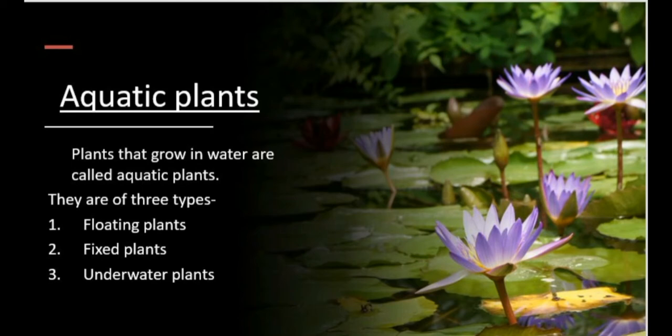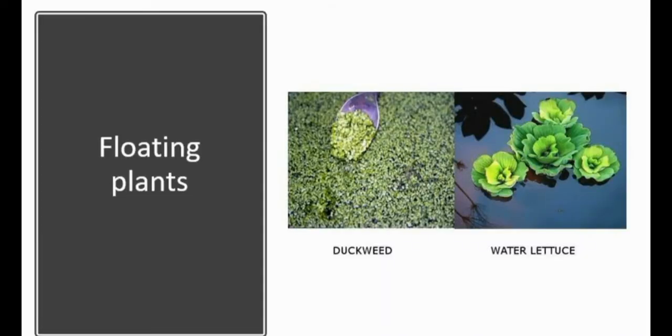First we will learn about the floating plants. These plants float because they are either light or small in size. For example, duckweed and water lettuce are some such plants. These plants protect small water animals from the heat of the sun.